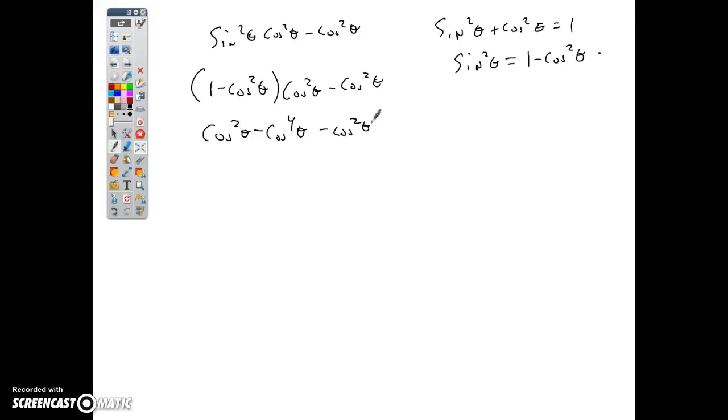And looky here. In the second part, don't you have to distribute when you have another cosine squared? I'm distributing this in like this, right? The second one is just hanging off with a minus on it. Good? All right.